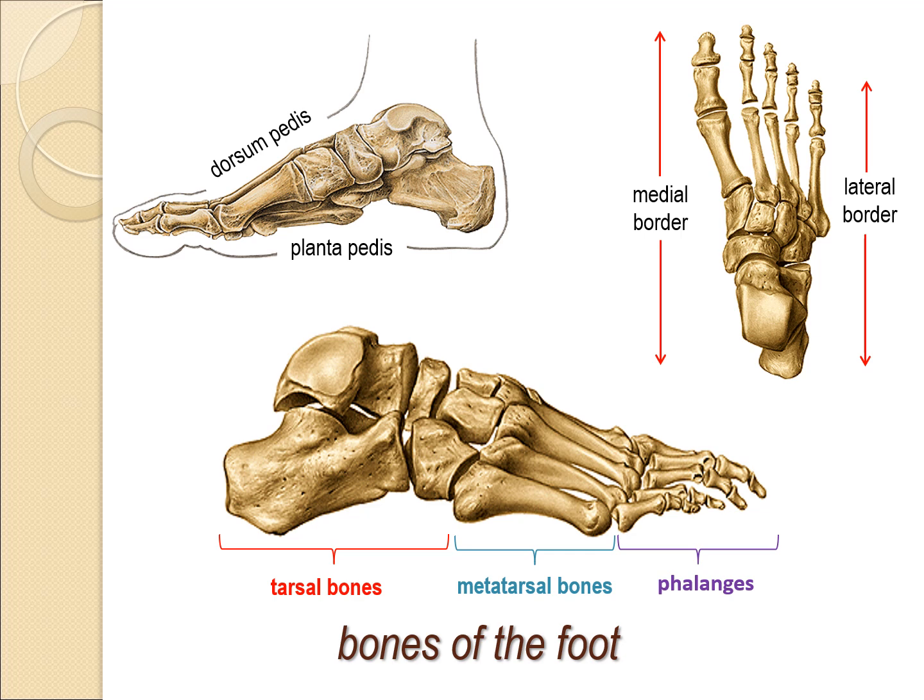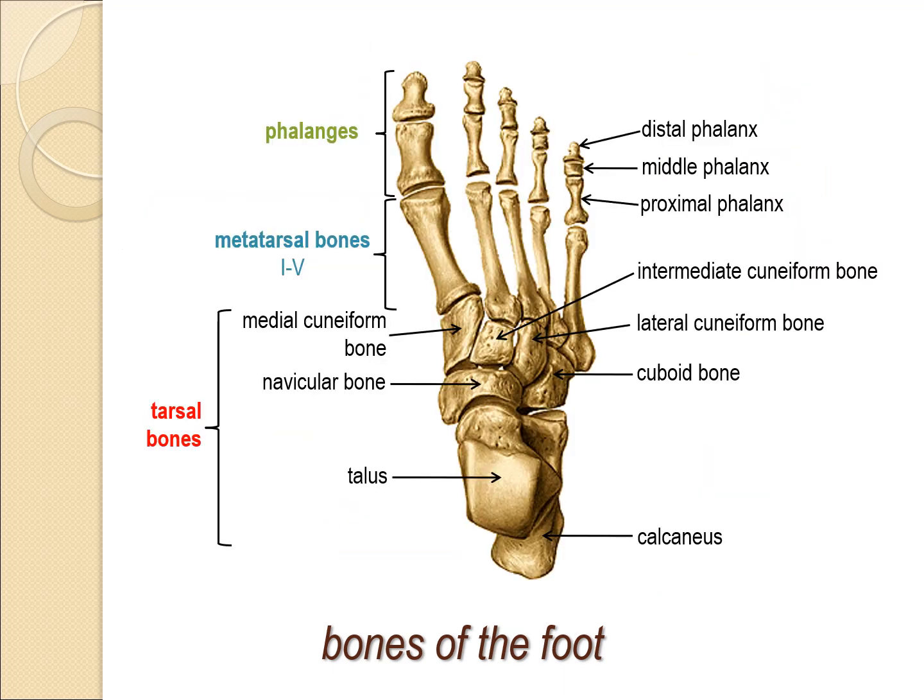There are 7 tarsal bones, 5 metatarsal bones, and 14 phalanges. Tarsal bones are short bones. They are organized in two orders: proximal or posterior and distal or anterior order. In the posterior order of tarsal bones are located talus or ankle bone and calcaneus or heel bone.